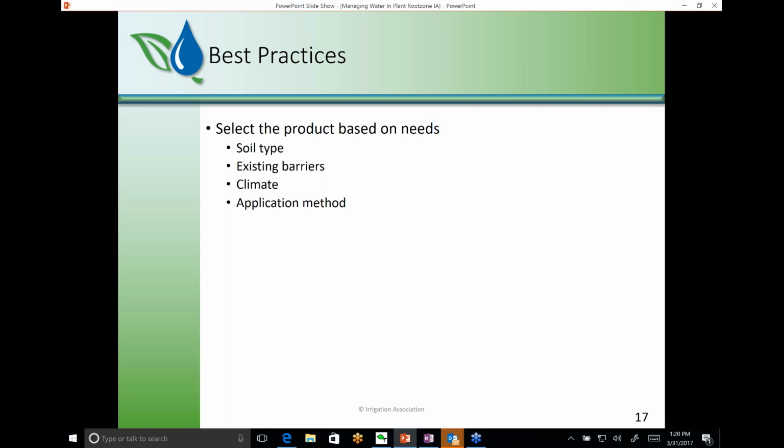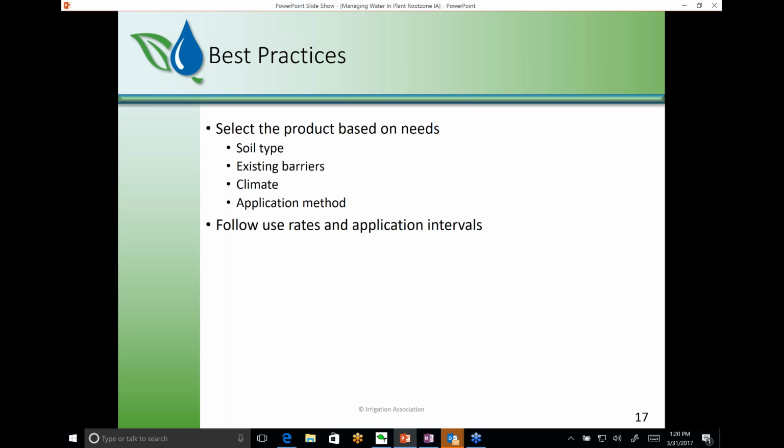Again, in climates, if you're in a dry climate and you're trying to maintain volumetric water content or plant available water, you want to select a hydration surfactant. Whereas if you're in a wet climate, you may want to move water off the surface into the soil profile. In that case, an infiltration surfactant will work best for you.